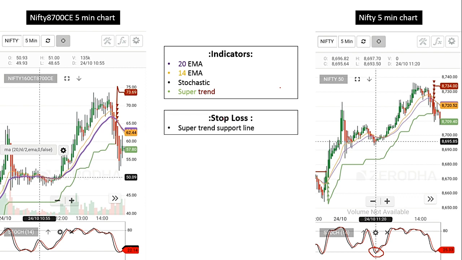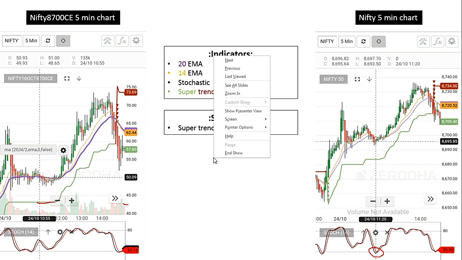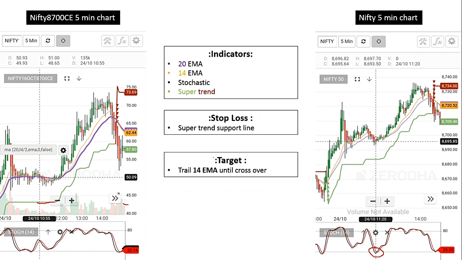One is the stop loss. The entry is at 50. Well, the stop loss is the trend support. Here you can see the support is this support trend line, which is at 42 rupees. Hence, we have a stop loss of almost 8 points. Then, we have a target of the 14-day moving average. If the 14-day exponential moving average crosses the 20-day moving average, this will be our exit point.